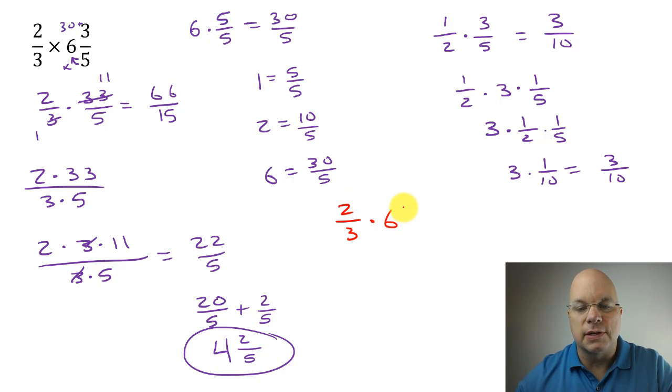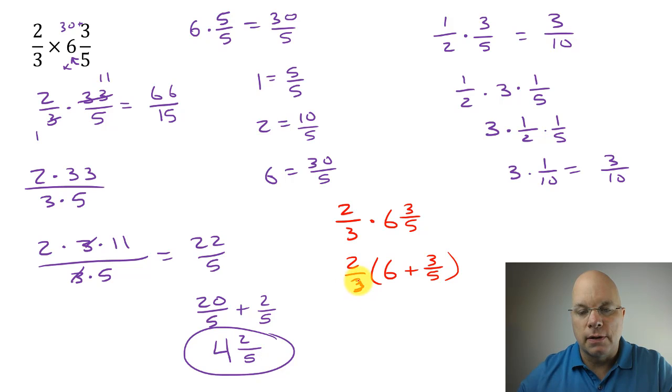If I look back at this expression, 2/3 multiplied by 6 3/5, 6 3/5 is exactly the way it sounds. It's 6 and 3/5. Well, what's a third of 6? A third of 6 is 2. So 2/3 of 6 must be 4. If I take 2/3 of 6, that's just 4. If I take a third of 3/5, it's 1/5.